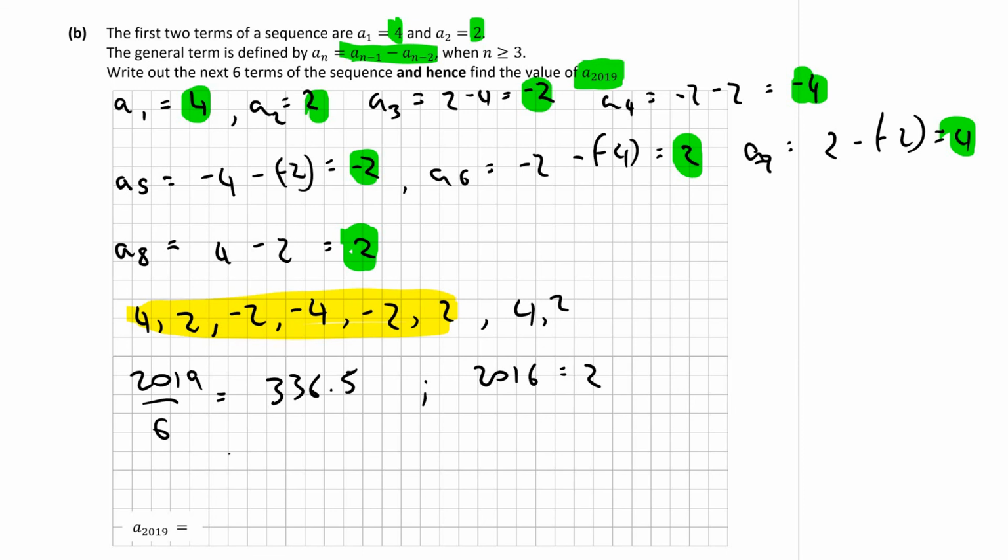So 2017 would be 4, 2018 would be 2, so 2019 is the number minus 2. So essentially we just needed to take out all the times that it's repeating itself and see where the term started as close as possible to 2019. And it started at term 2017.